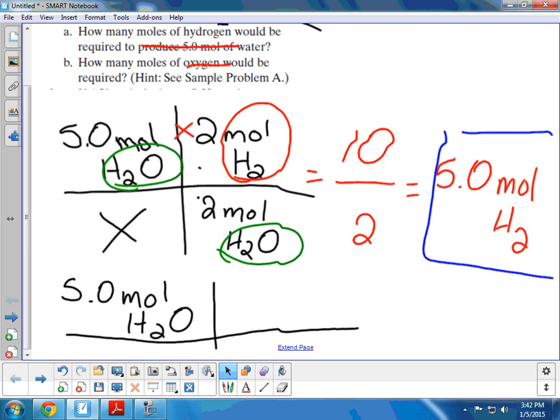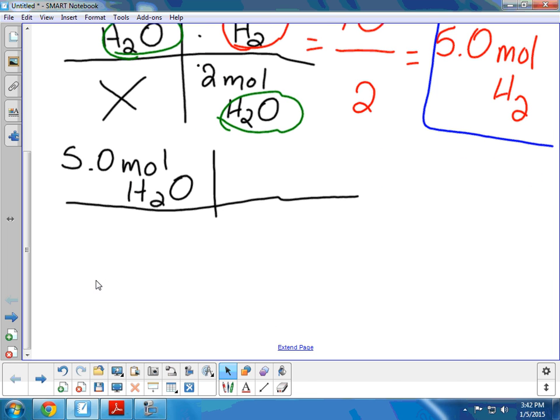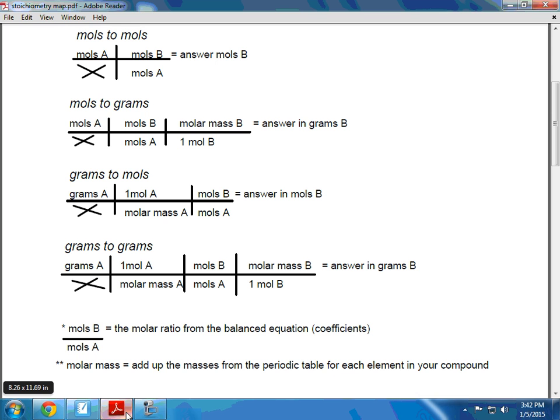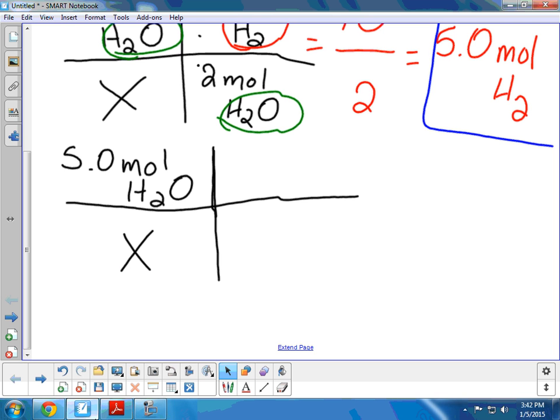How many moles of oxygen gas would we get out of this? So now, we go back to our little road map here. We're still doing moles to moles, so we still have to use that very first one where it says moles of A. A would be H2O, and B would be whatever we're trying to find. So that would be our oxygen gas.